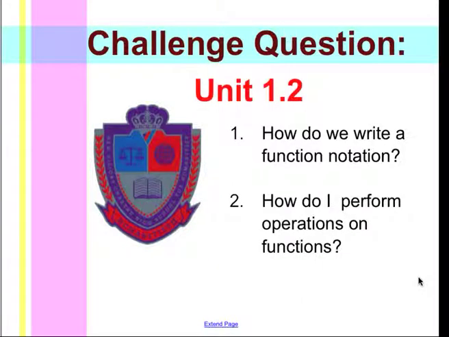Hey guys, welcome to Unit 1.1. Today we're going to talk about how do we write function notation and how do I perform operations on functions.